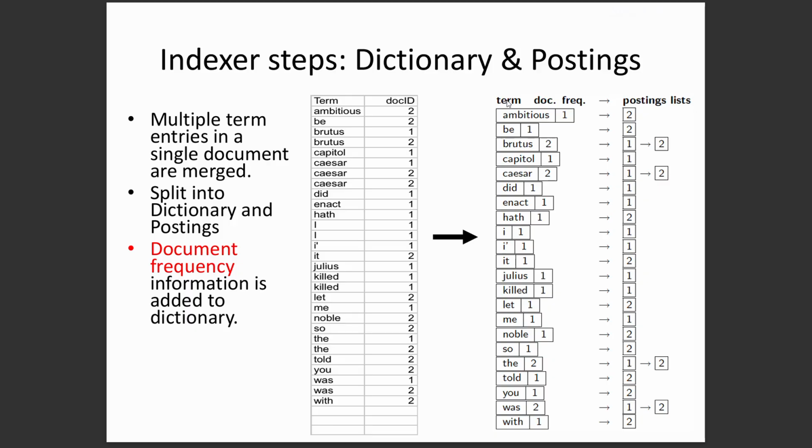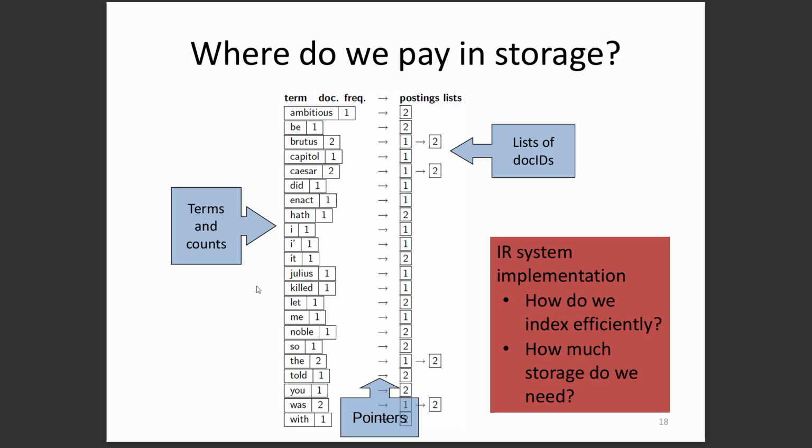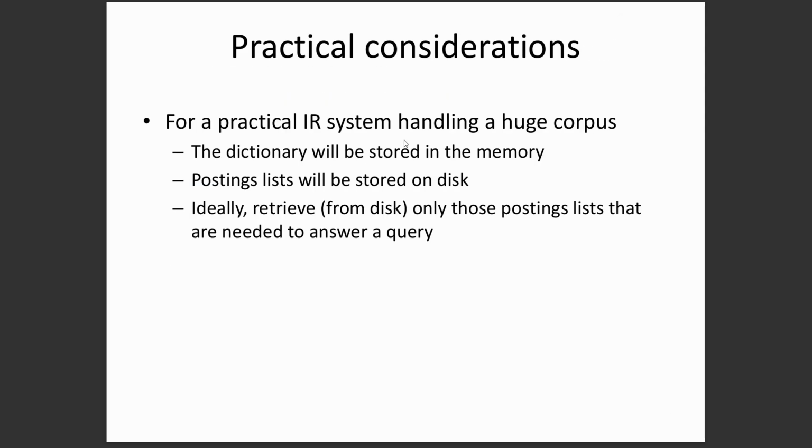Now you can see the term, document frequency, and posting list. Multiple term entries in a single document are merged, and the result is split into dictionary and postings. Document frequency information is also added. For a practical IR system handling a huge corpus, the dictionary will be stored in memory and the postings will be stored on disk. But retrieving from the disk takes time, so we retrieve only those posting lists that are needed to answer a query. That is one of the challenges.